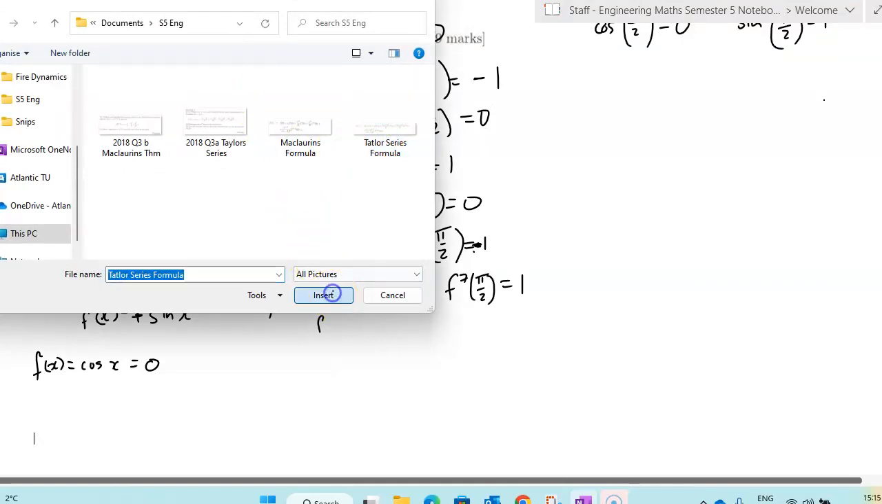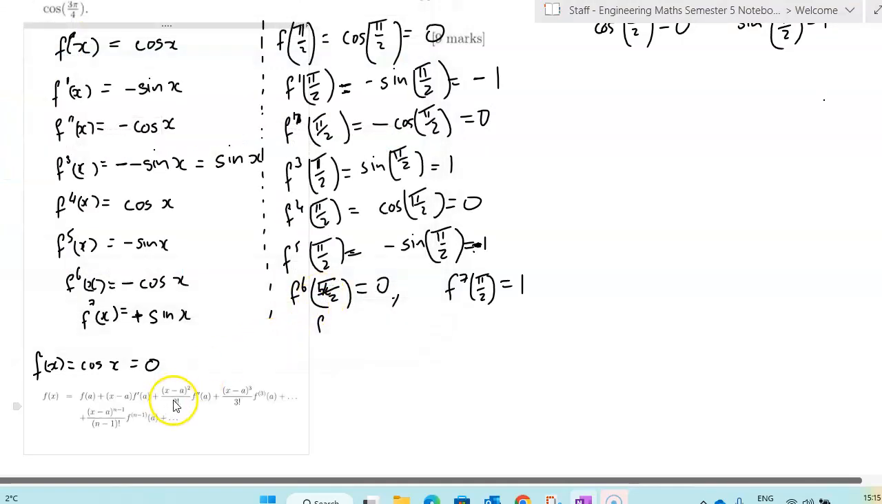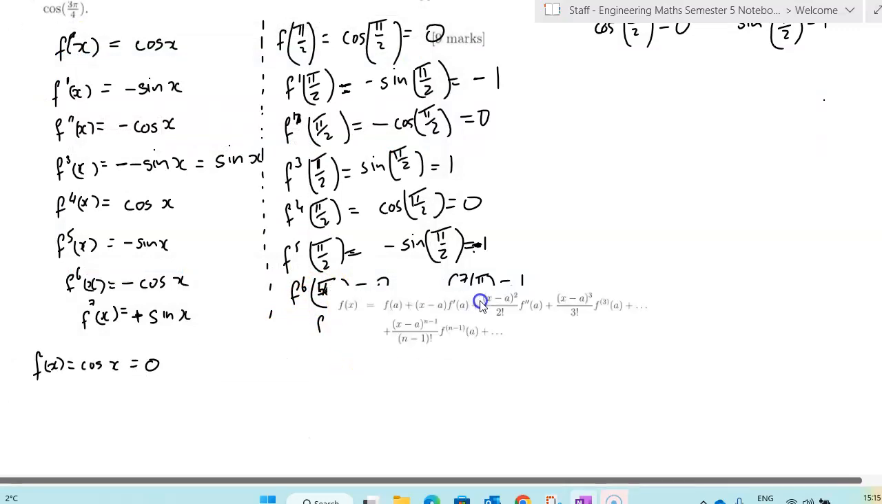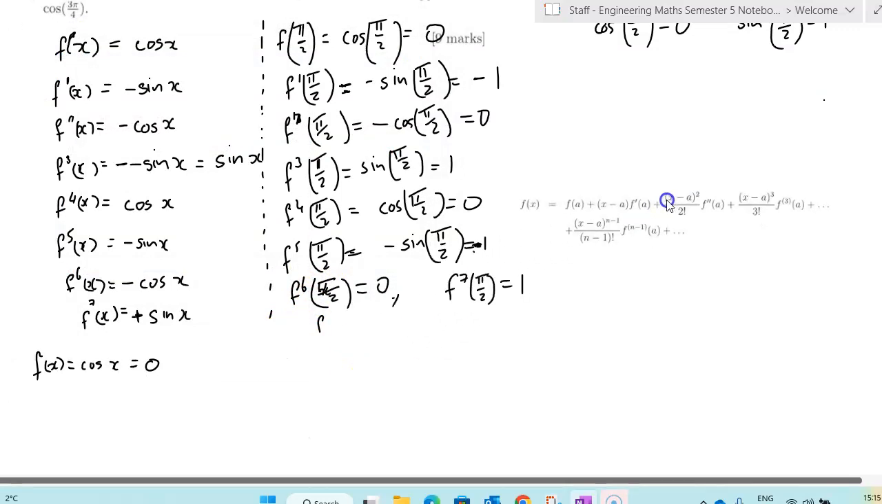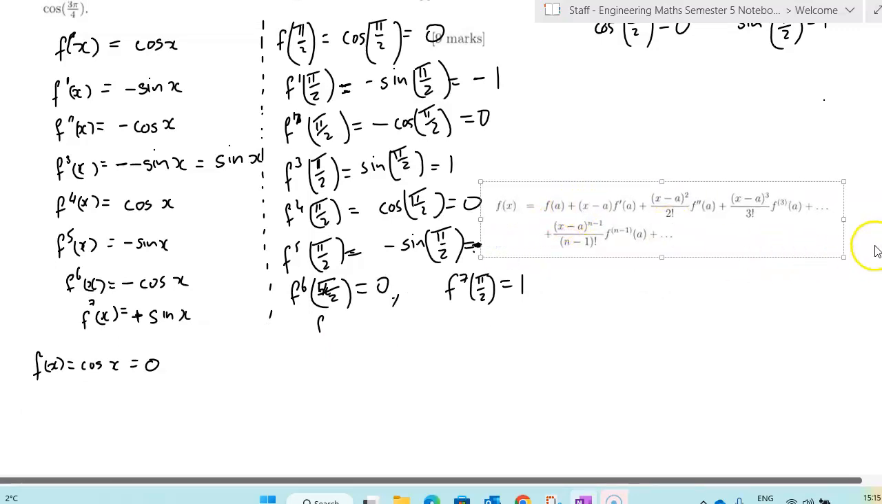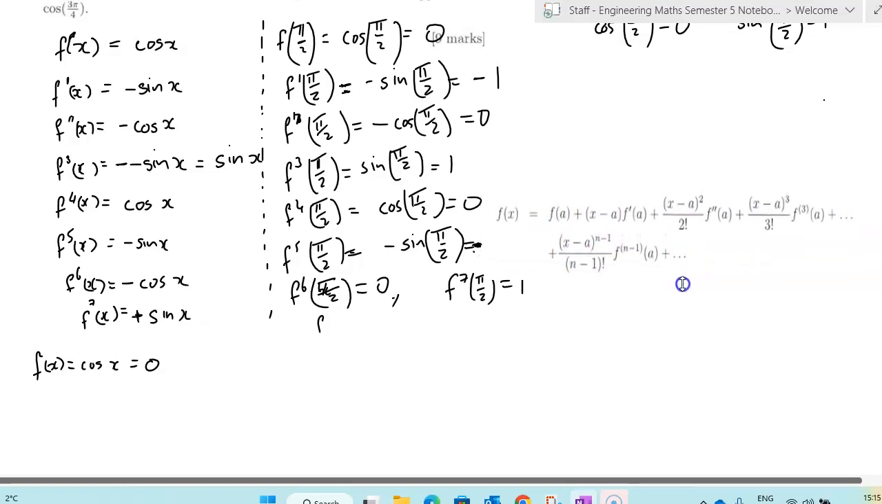Bring it up over there for now. A bit small, but maybe that's enough. Okay, so this is the formula.